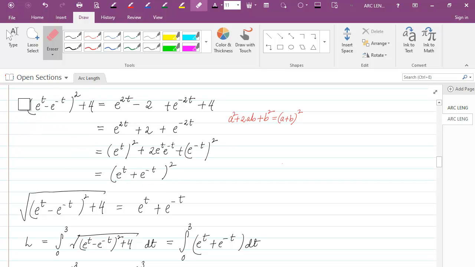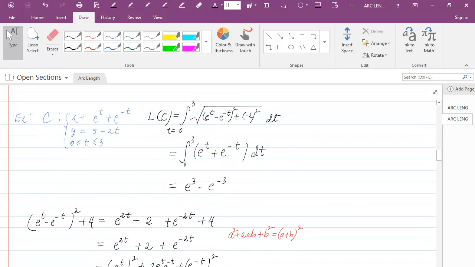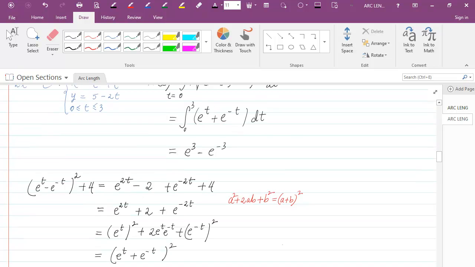So if I take the square root of e to the t minus e to the minus t, squared, plus 4, that's going to be equal to the square root of this, which is e to the t plus e to the minus t. So that's how we are simplifying the integrand as e to the t plus e to the minus t.